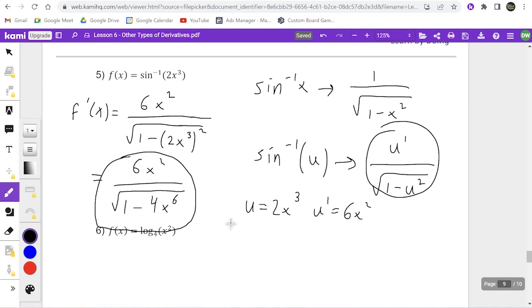Any questions on that one? I just have a quick question. So because the arcsine derivative is inclusive of any value u, there's no chain rule on the 2x cubed? Yeah, that's a good question. The answer is we actually took care of the chain rule when we put it in the numerator with that u prime. Cool, thank you.